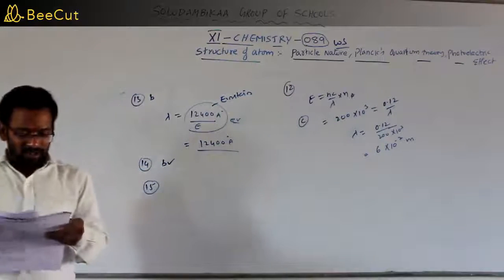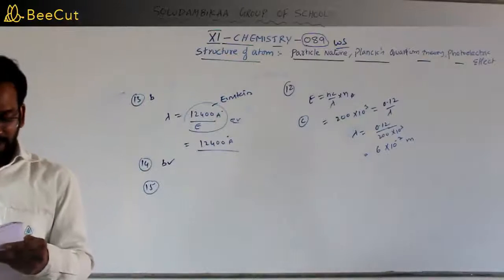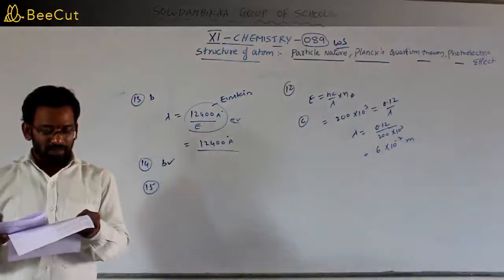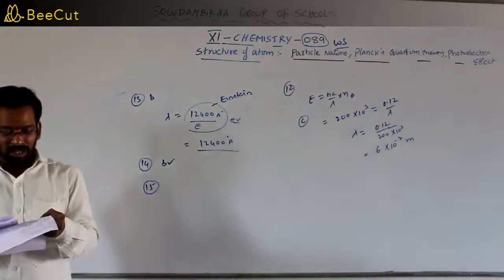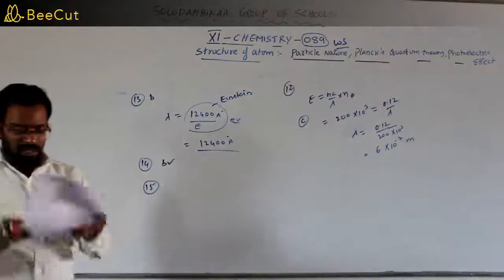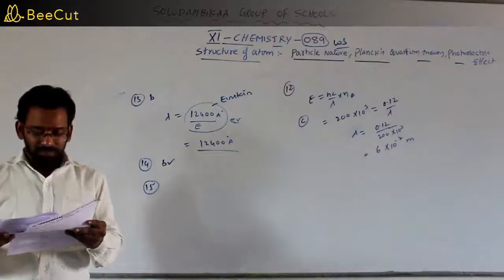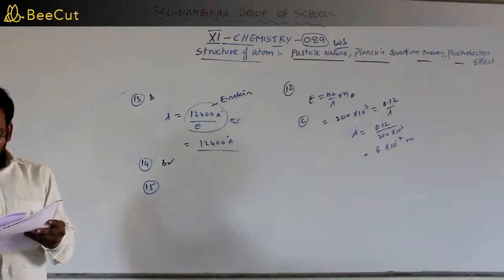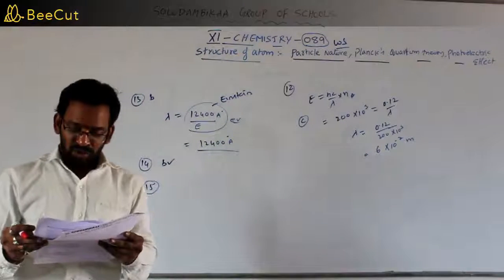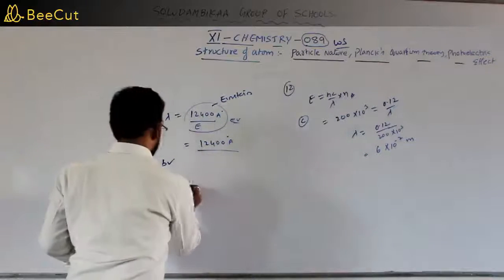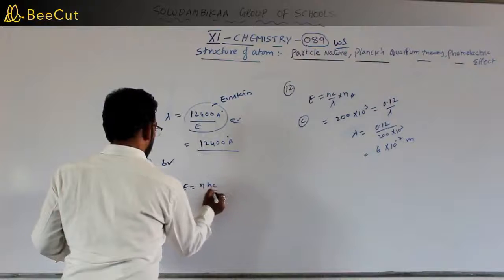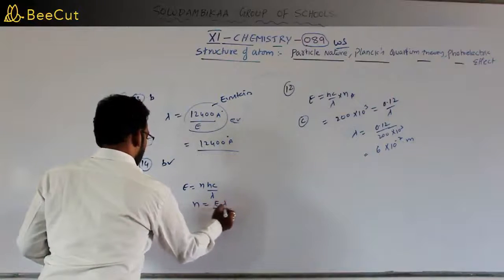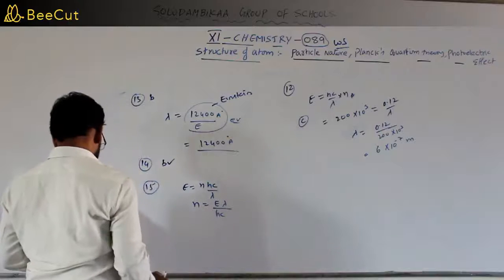Question number 15. A photosensitive surface receives light of wavelength 5000 angstroms at the rate of 10 to the power minus 7 joule per second. The number of photons received per second is asked. The question is based on the formula E is equal to N into hc by lambda. We need to find the N value, so we can write N is equal to E lambda by hc.